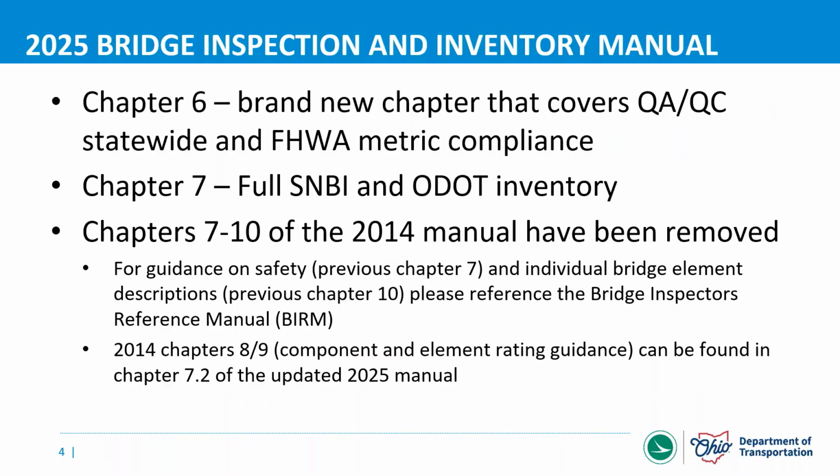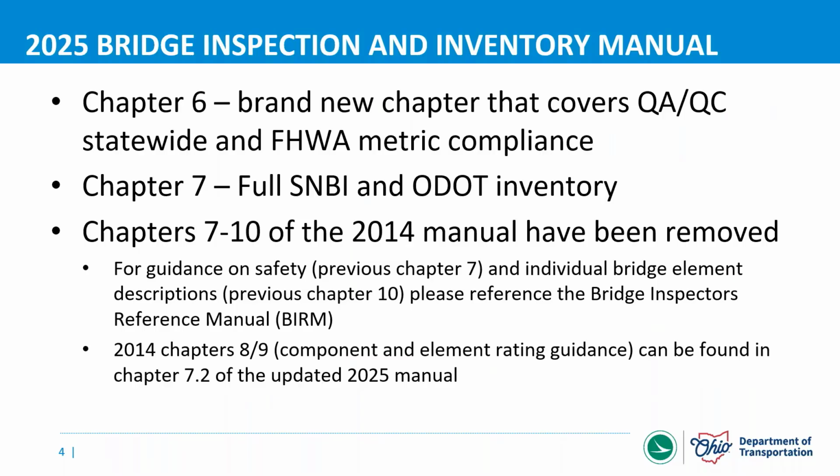A lot of that stuff was kind of straight out of the Federal Bridge Inspectors Reference Manual, or the BIRM. So instead of rolling that over and kind of recreating the wheel, we just referenced the BIRM when applicable. So, like the big chapter 10 of the 2014 manual that talked about every single bridge element, that is no longer there, and in essence references the BIRM. All of that information, specific to what certain bridge elements are, et cetera, can be found in the Federal Bridge Inspectors Reference Manual.